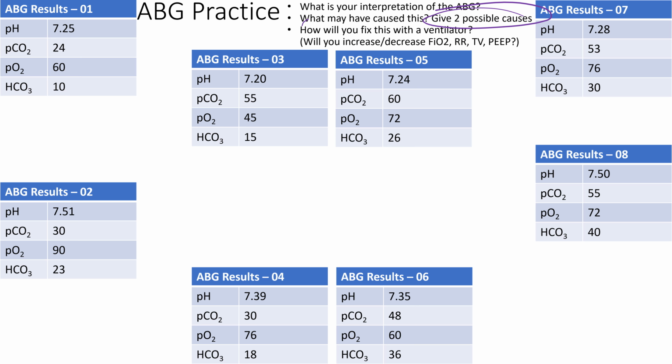And then how are we going to fix it on the ventilator, right? There's two ways to fix oxygen on the ventilator, right? Which two ways? Oxygen? PEEP and FiO2. Respiratory rate and tidal volume are going to fix my CO2, right? So let me know how you're going to fix these patients on the ventilator. What's something that can be adjusted? Okay.